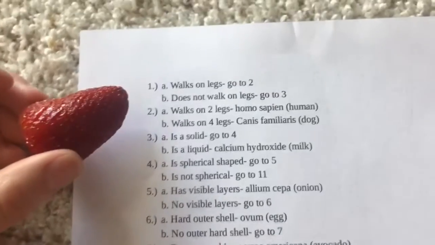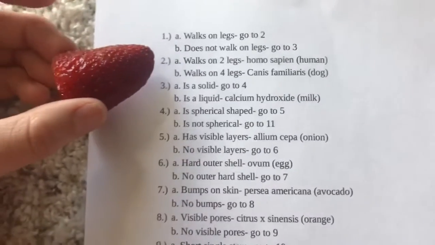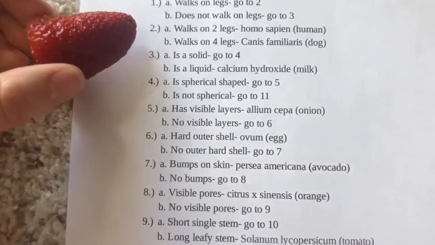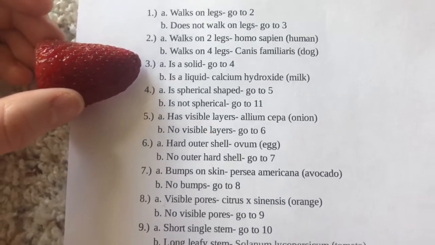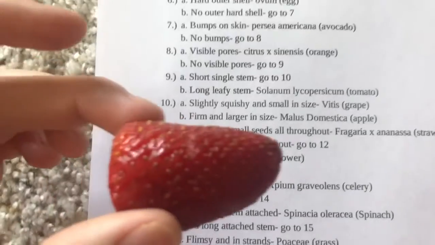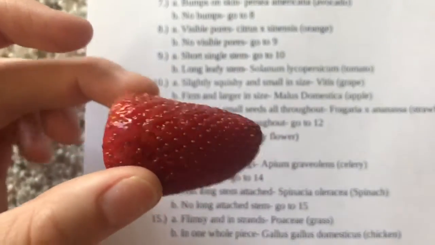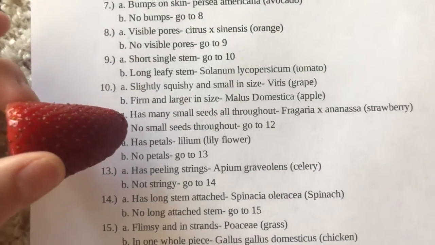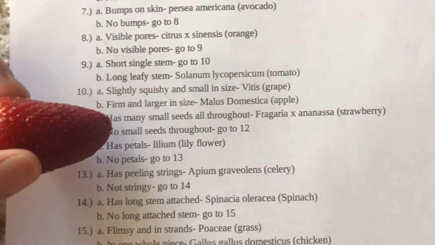Next thing we'll be looking at, so it does not walk on legs, so we'll go to number 3. It is a solid, so we will go to number 4. It is not spherical shaped, so we'll go to number 11. Has many small seeds throughout. We can see there are a bunch of seeds throughout it. So that means it is going to be the Fragaria ananassa, which is the strawberry. Sorry if I'm pronouncing these wrong.